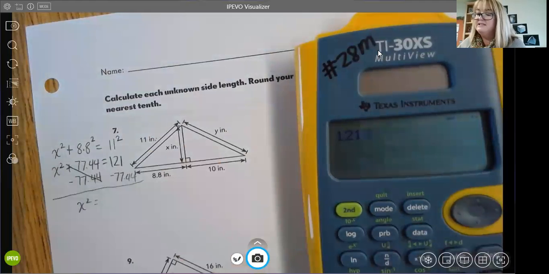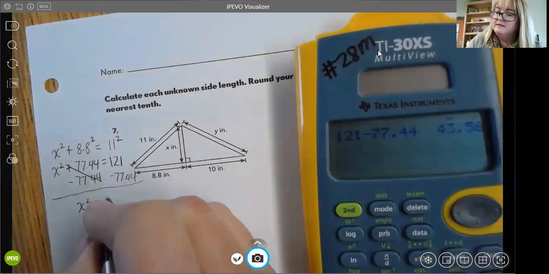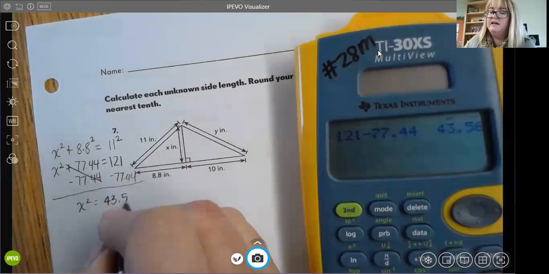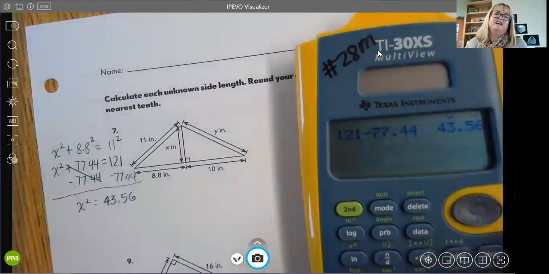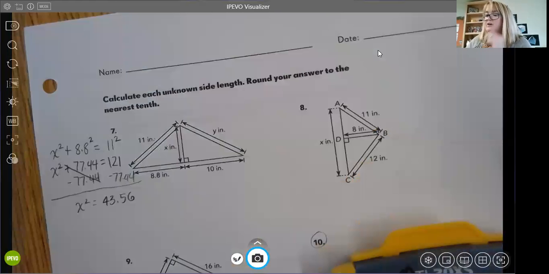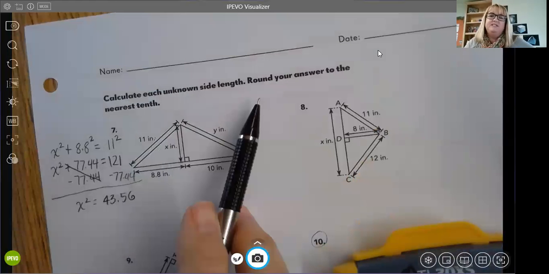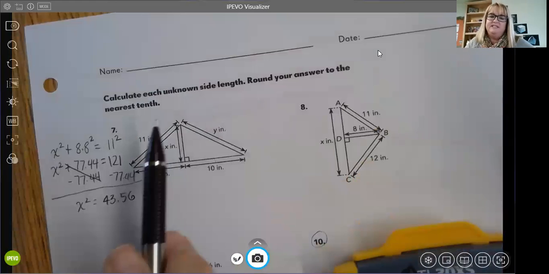121 minus 77.44 equals 43.56. Okay, and I can already tell it's not going to be a really lovely number. The directions do say to round your answer to the nearest tenth.